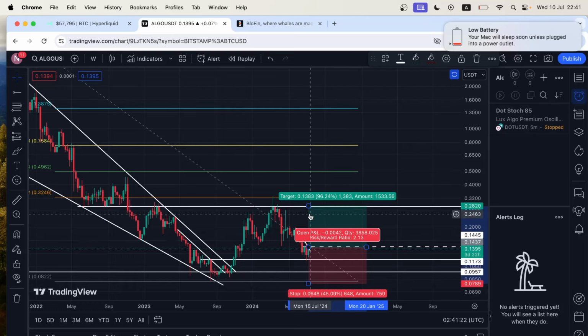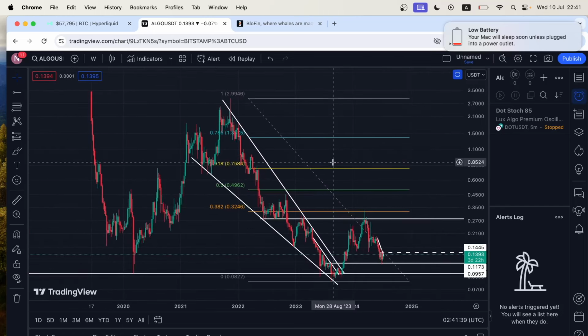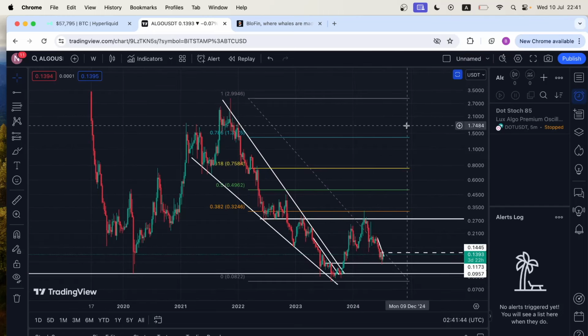But the chance of coming up here to the range high, I believe, is a lot higher than coming all the way back down and breaking the all-time low. Okay, so something to consider. Anyway, that's basically just what I wanted to show you. I'll keep it short today.